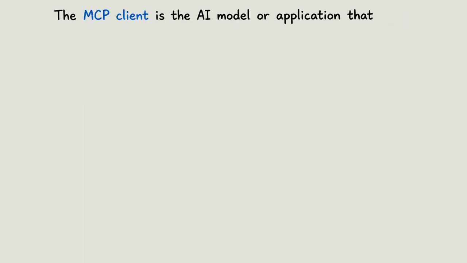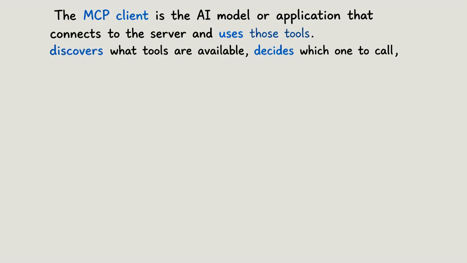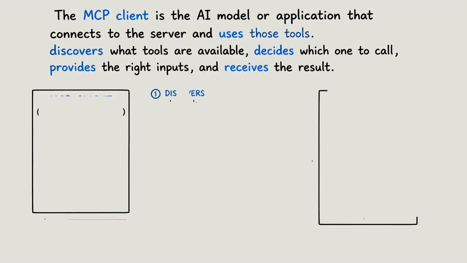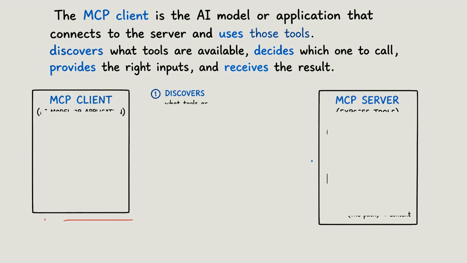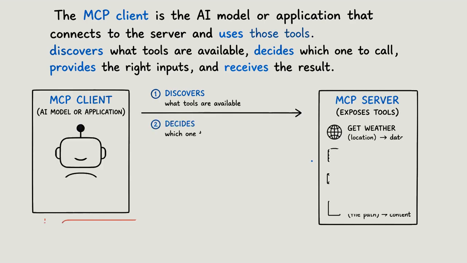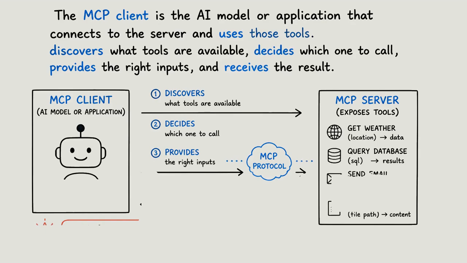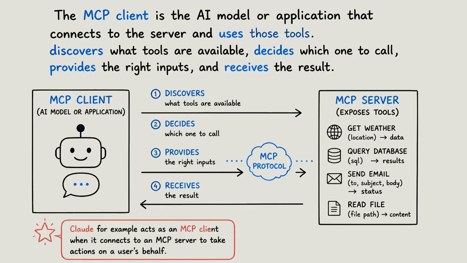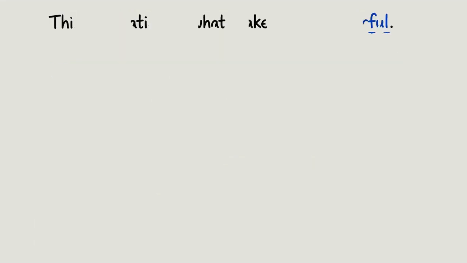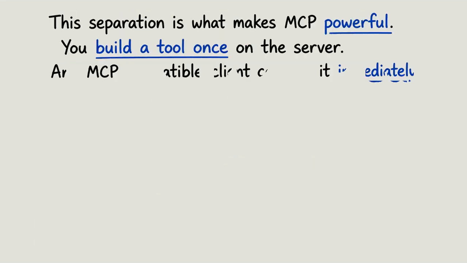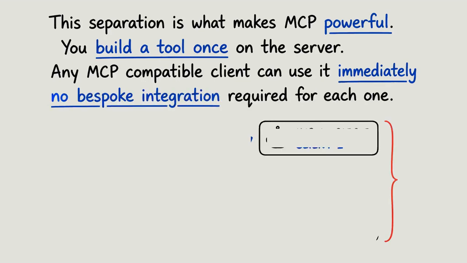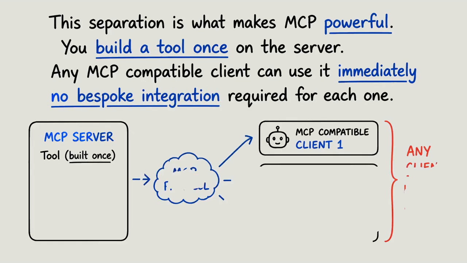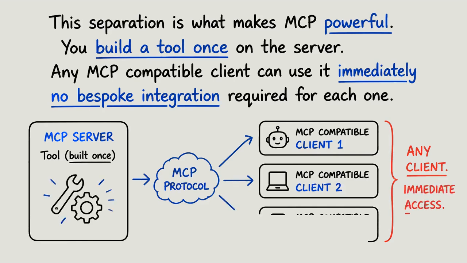The MCP client is the AI model or application that connects to the server and uses those tools. The client discovers what tools are available, decides which one to call, provides the right inputs, and receives the result. Claude, for example, acts as an MCP client when it connects to an MCP server to take actions on a user's behalf. This separation is what makes MCP powerful. You build a tool once on the server. Any MCP-compatible client can use it immediately, no bespoke integration required for each one.